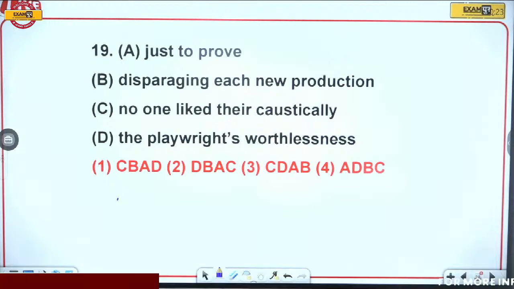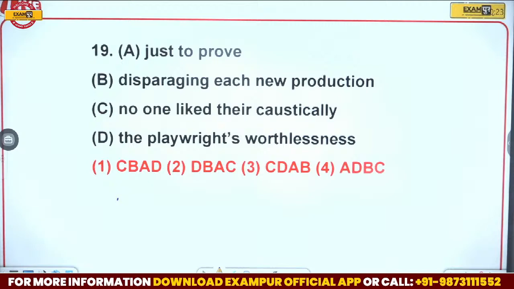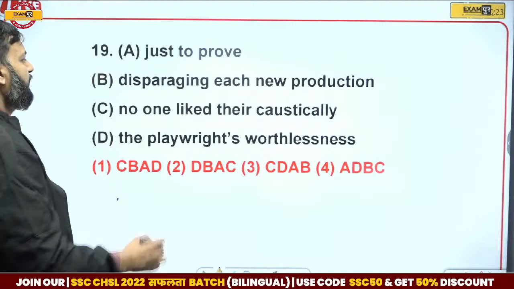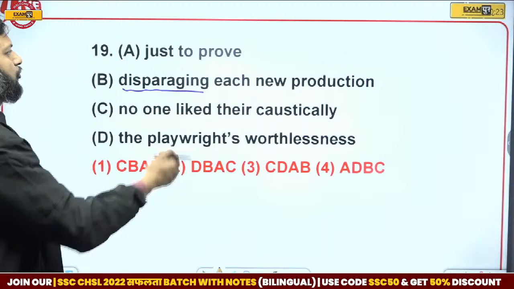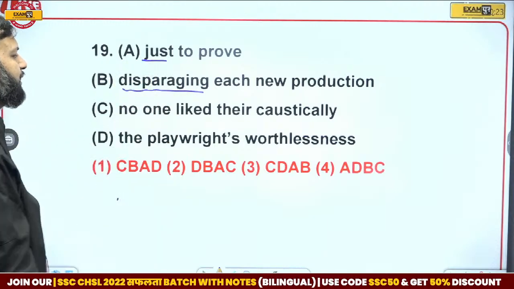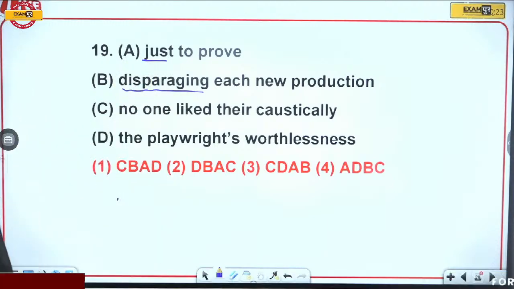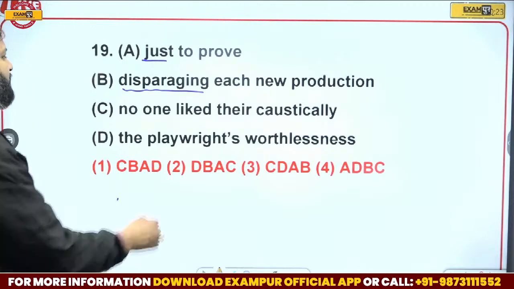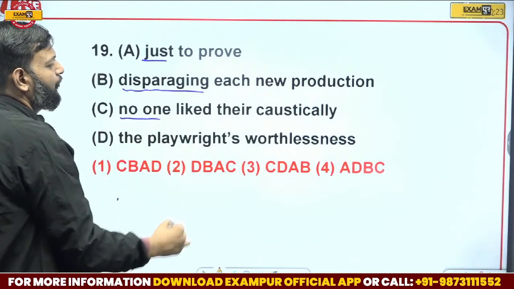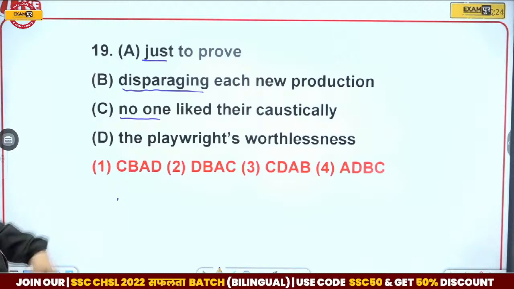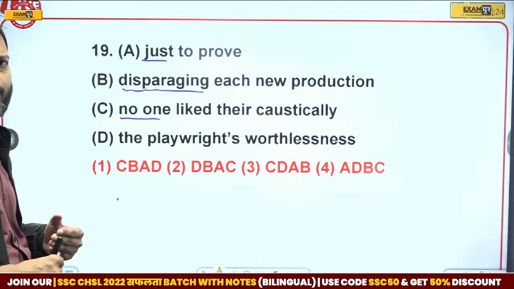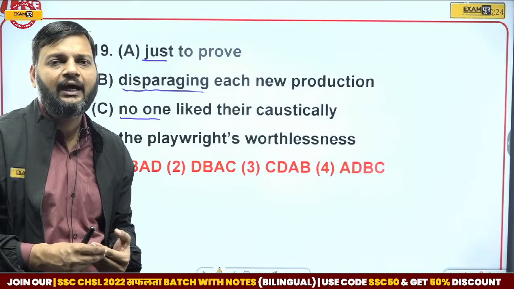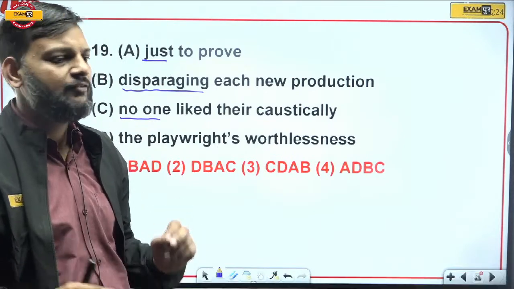See, in this paragraph, this sentence cannot be the first sentence, and also this one. So B and A cannot be the first sentence. The first sentence should be C, because this is the subject: No one liked their caustically, disparaging.